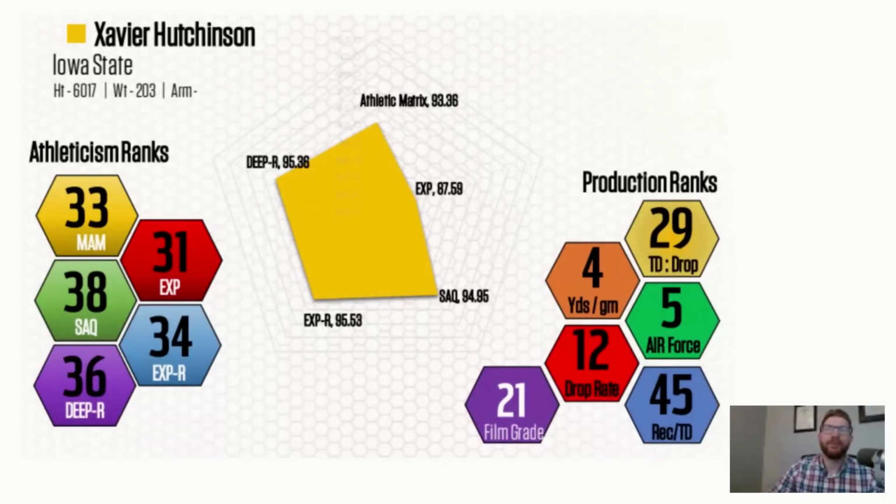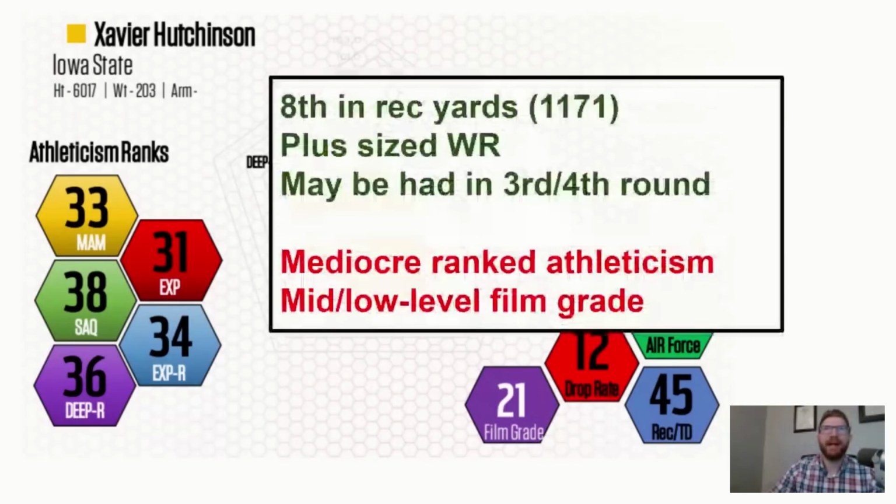And so things to like, he was eighth in receiving yards with 1,171. He's a plus sized wide receiver, and he could be had in, like I said, the second, third, or fourth round. So he'll be there available for the Chiefs later on. However, things not to like, the mediocre athleticism. Xavier Hutchinson had good numbers in college, but was not the most athletic wide receiver in the NCAA. And then the film. Ryan and Dan did not evaluate the film very highly for Xavier Hutchinson, ranked 21 out of the receivers that they were looking at. And so that's a mid to low level film grade, and he can improve there.